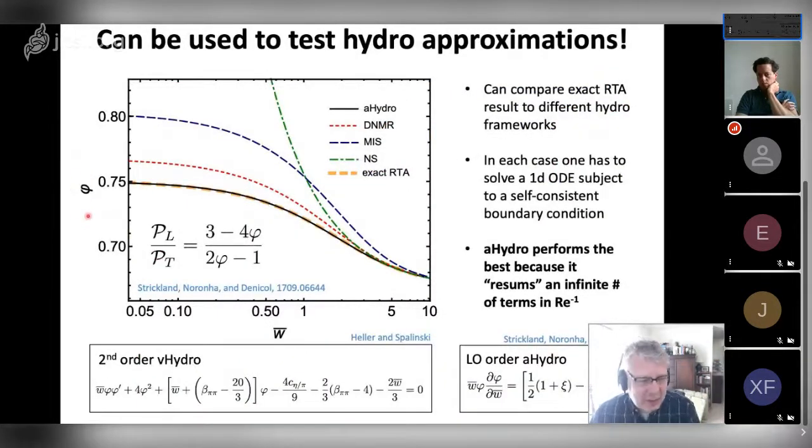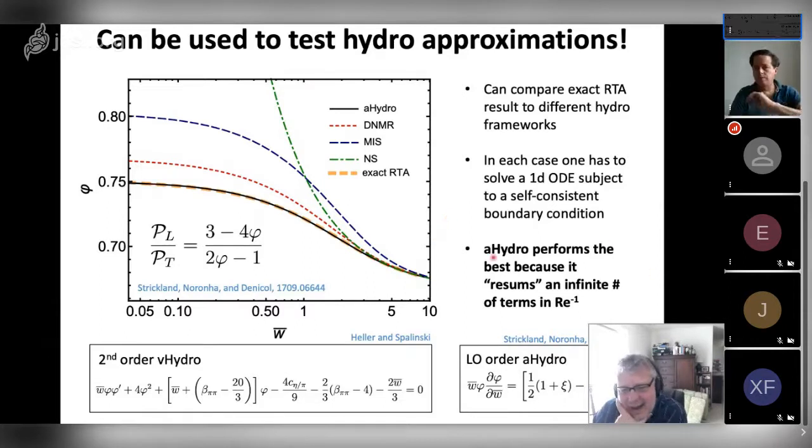I'm sorry, but the variable is different. It's related to PL over PT. It's essentially PL over PT upside down. It's a choice that was made by some Polish guys, and I just stuck with their notation. The exact solution in RTA is this orange dotted curve here. And then there are various hydro approximations. First order viscous hydro, this Israel-Stewart that I just showed you. Then if you do what's called DNMR, which is the complete second order version, since Mueller-Israel-Stewart is missing some terms, you get closer to the exact solution. If you go to third order, I don't have it on this plot, you get even closer. And if you do this thing called aHydro, you're sitting on the exact solution.